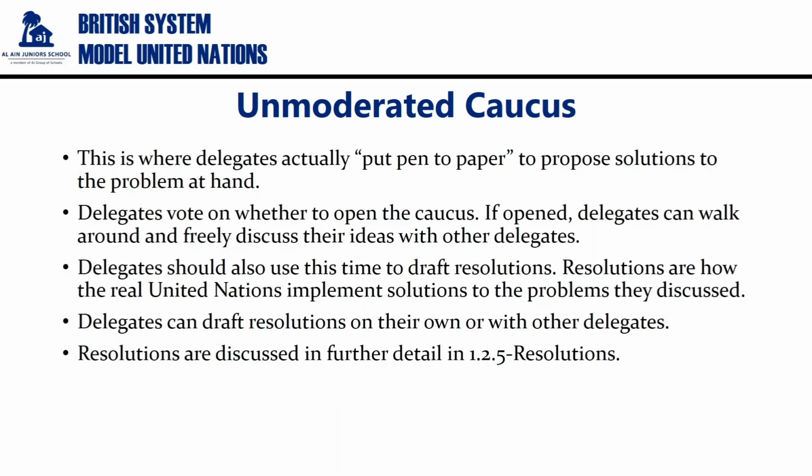If the caucus is open, delegates can walk around and freely discuss their ideas with other delegates. So you wouldn't need permission from the dais to speak. You can just walk up to that delegate and say whatever you want to say. You can start drafting your resolutions. You can form alliances. Now you can really find out your similarities and differences with other delegates.